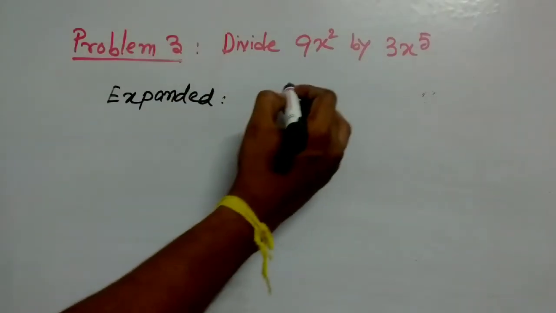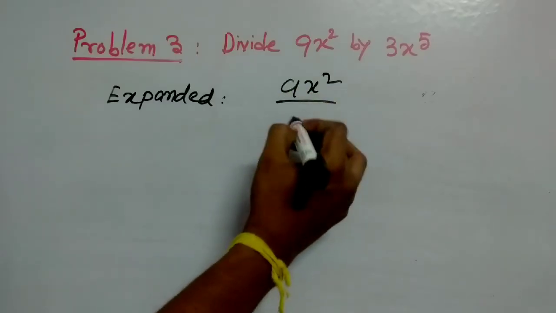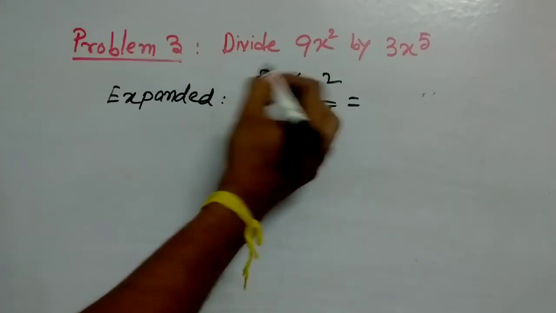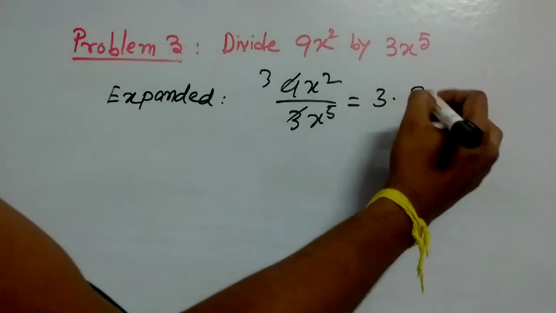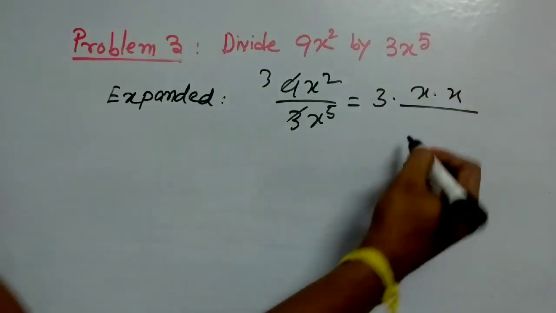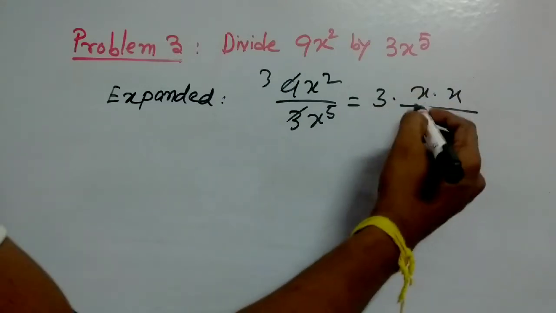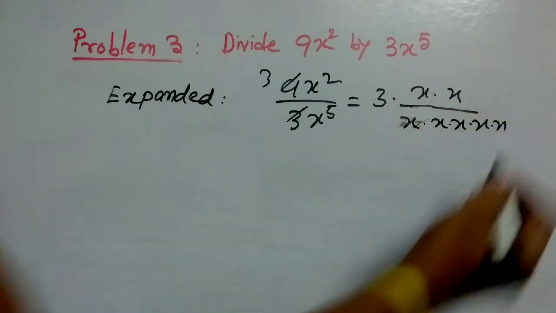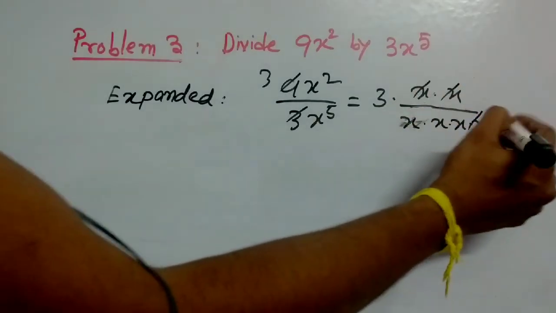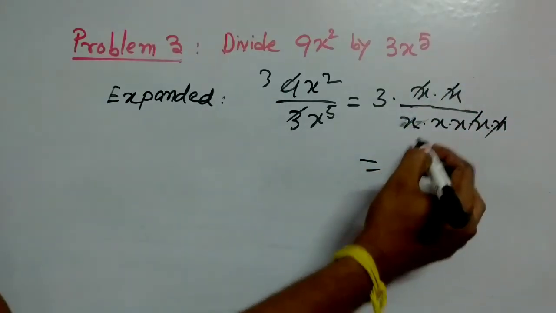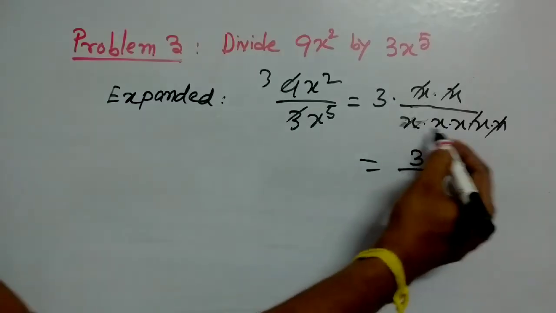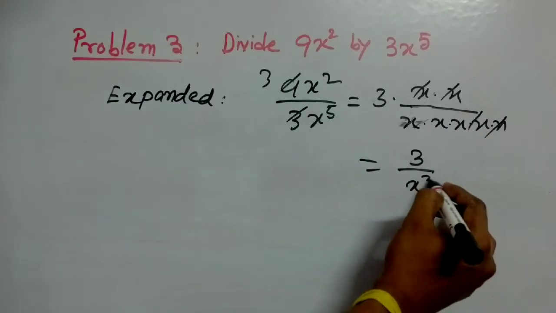Here divide 9x square by 3x to the power 5. So let us expand. First of all, it is 3 into x into x divided by, sorry, x to the power 5, it is x 5 times. So these two will be cancelled. In the numerator there is nothing except 3, and in the denominator there are 3 x's. That is why it will be x cube.